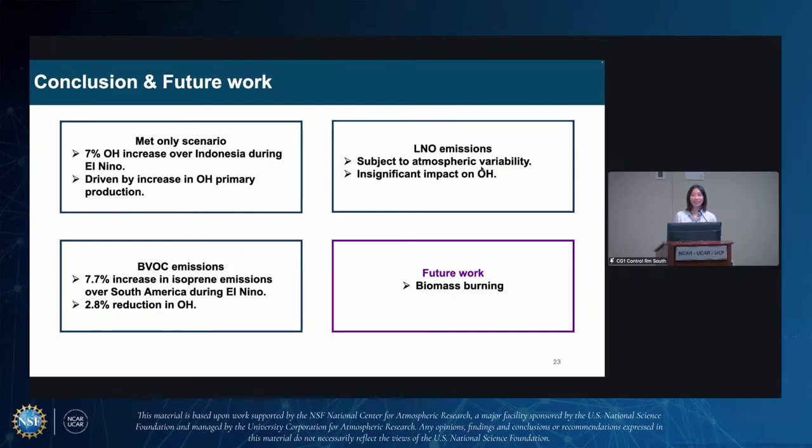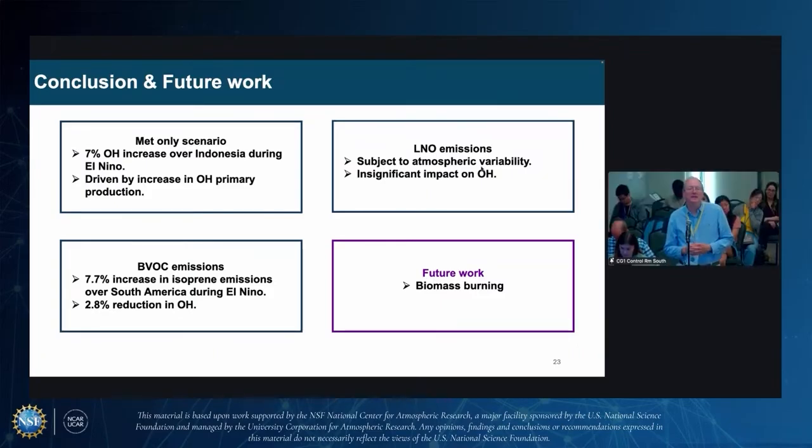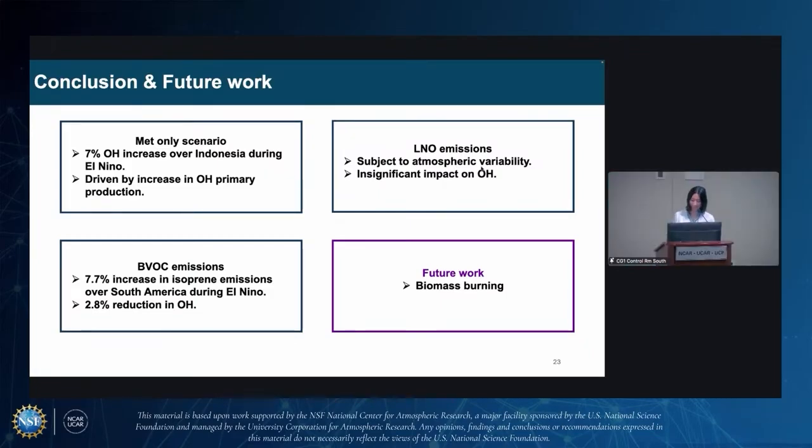I guess I'm curious, for the isoprene response, does it also leave a fingerprint in the ozone and the carbon monoxide that's being generated from the isoprene increases? Like that, and are those realistic, I guess? I'm curious.